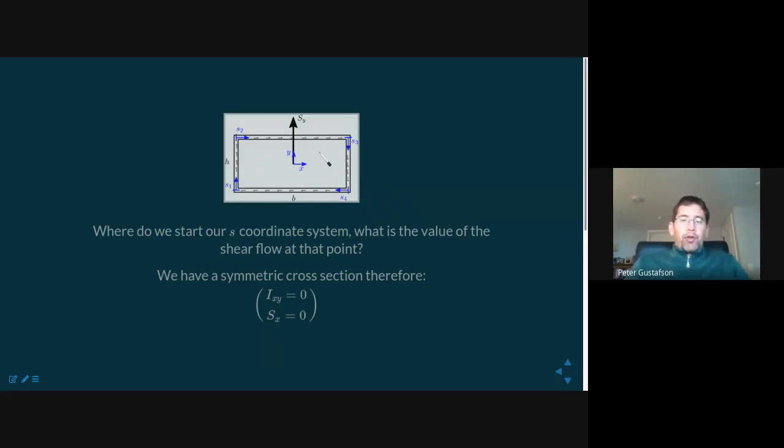We, of course, need to also define a coordinate system. It turns out that the shear center and the centroid for this cross-section are both here in the middle of the cross-section due to the symmetries that exist. So I'll just go ahead and place an origin of a coordinate system there. We're going to call that x and y.